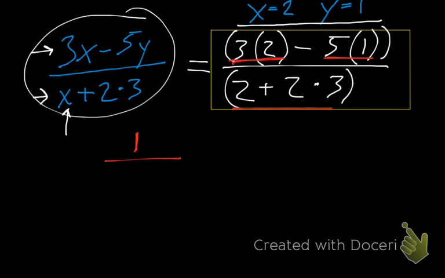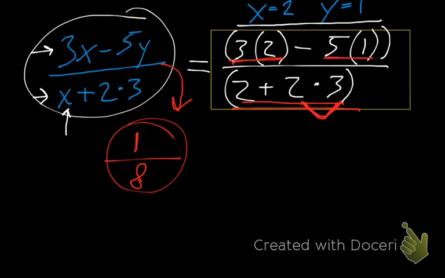And on the bottom here, we have to do this 2 times 3 first. Don't do the 2 plus 2. Multiplication comes before addition. Please excuse my dear Aunt Sally: multiplication, division, addition, subtraction is last. 2 times 3 is 6. Then 2 plus 6 is 8. So this whole thing just became 1/8. Can we simplify it any further? No. That's the answer.